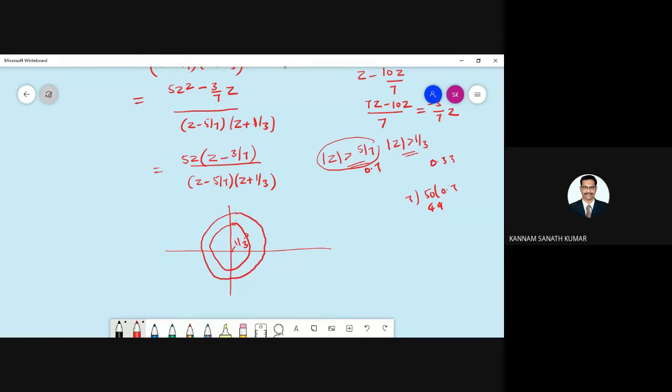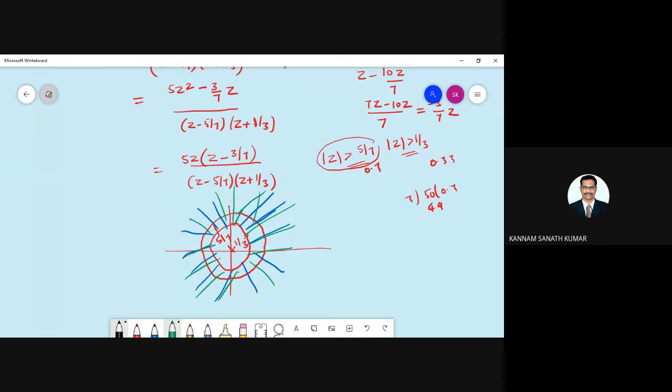This is a circle with radius 5 by 7. Okay, so if you see the ROC for this one, mod z greater than 1 by 3. So that means this is the ROC, mod z greater than 1 by 3. And with another color I am doing mod z greater than 5 by 7, which means this one is the ROC.